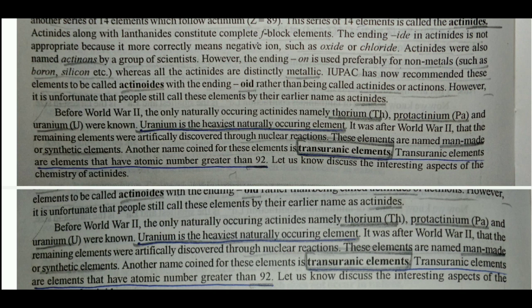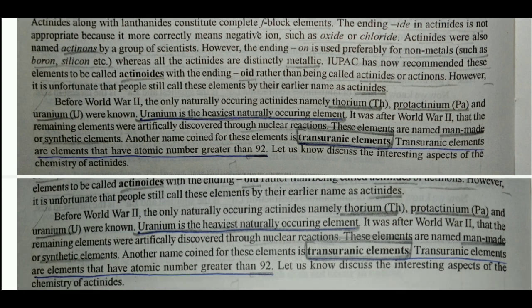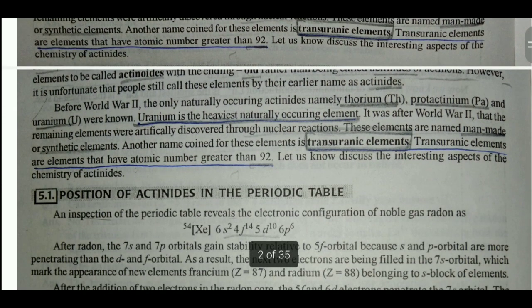These elements are named man-made or synthetic elements. Another name coined for these elements is transuranic elements. Transuranic elements are elements that have atomic number greater than 92. Let us now discuss the interesting aspects of the chemistry of actinides. Position of actinides in the periodic table.